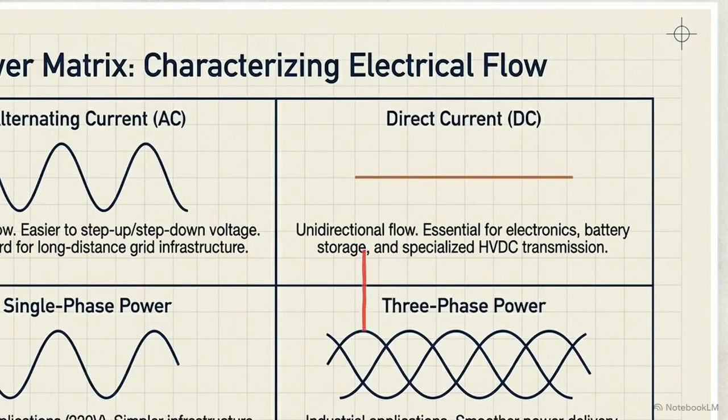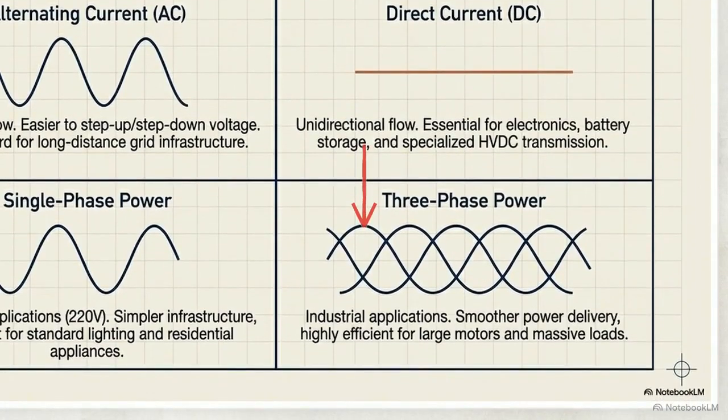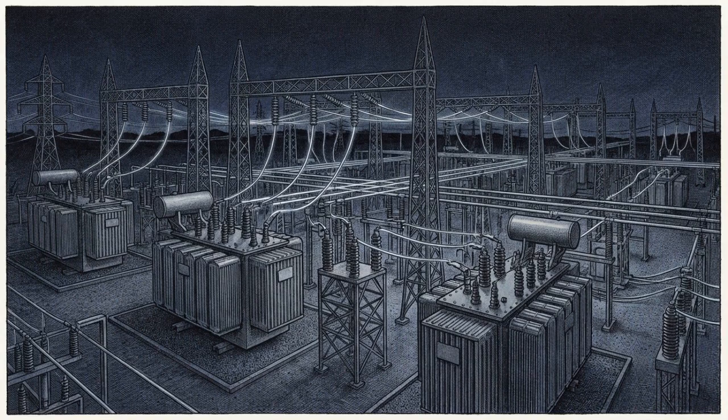We also utilize three-phase power, which layers multiple AC cycles. This provides a smoother energy delivery that is highly efficient for massive industrial motor loads. Grid infrastructure exists as a sprawling, physical manifestation of mathematical compromises designed to defeat thermal loss.